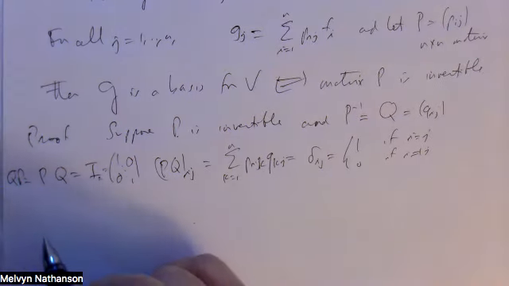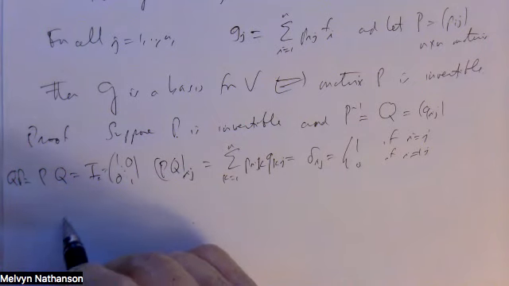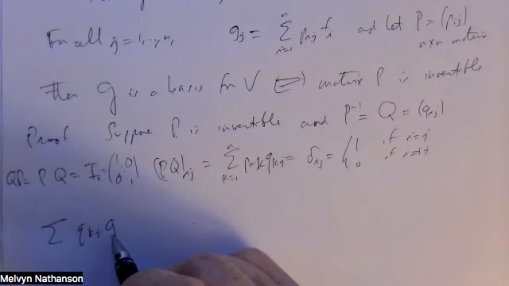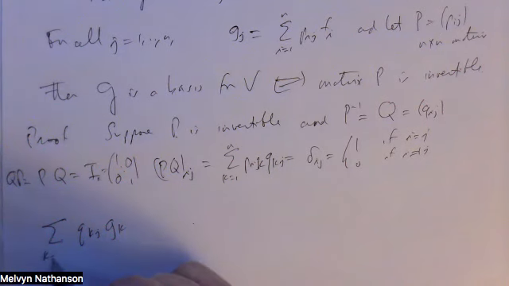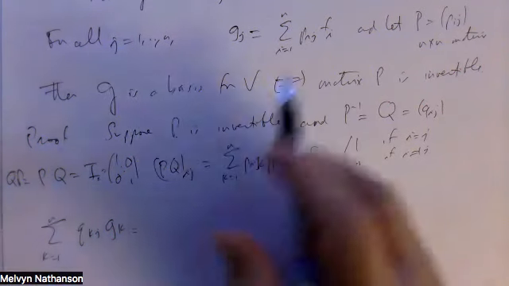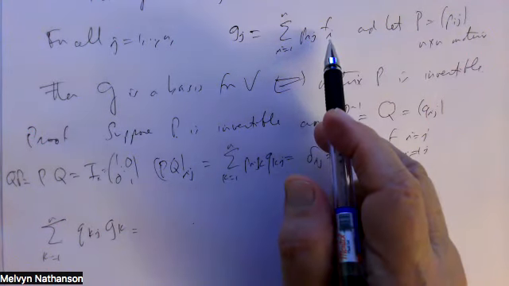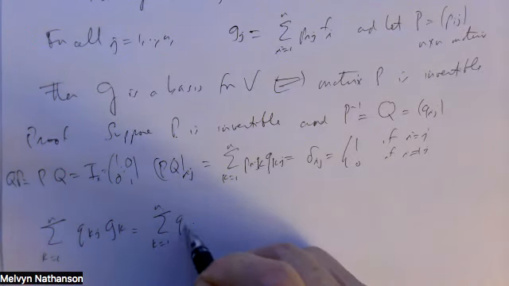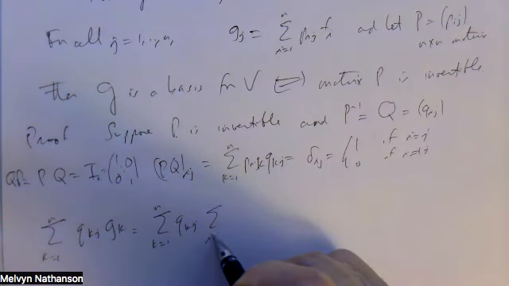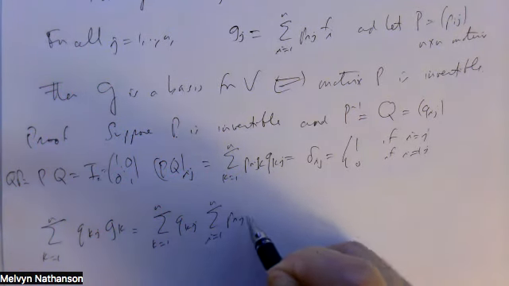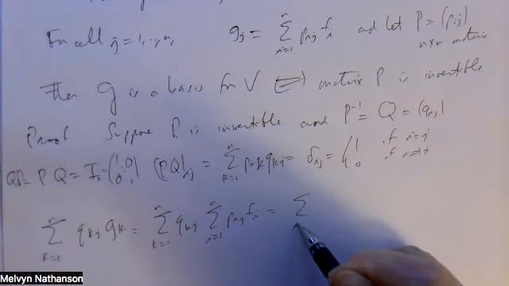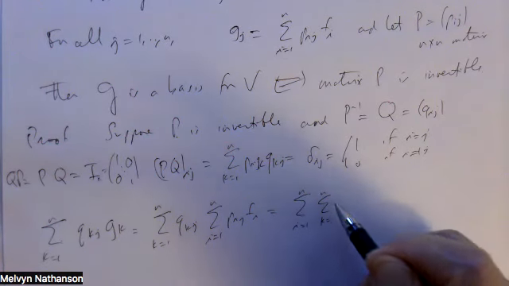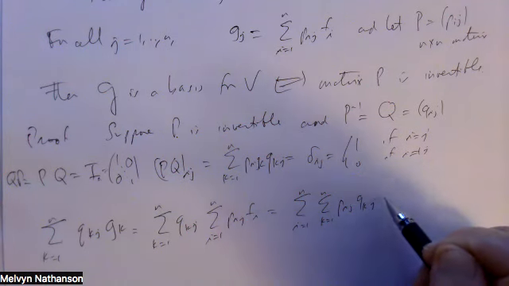If I compute the summation of q_kj g sub k, k goes from 1 up to n, what is that? g_k is this linear combination with respect to the f's. So this is the summation k goes from 1 up to n, q_kj, summation i goes from 1 up to n, p_ik f sub i. If I interchange my summations, i goes from 1 to n, k goes from 1 to n, p_ik q_kj f_i.